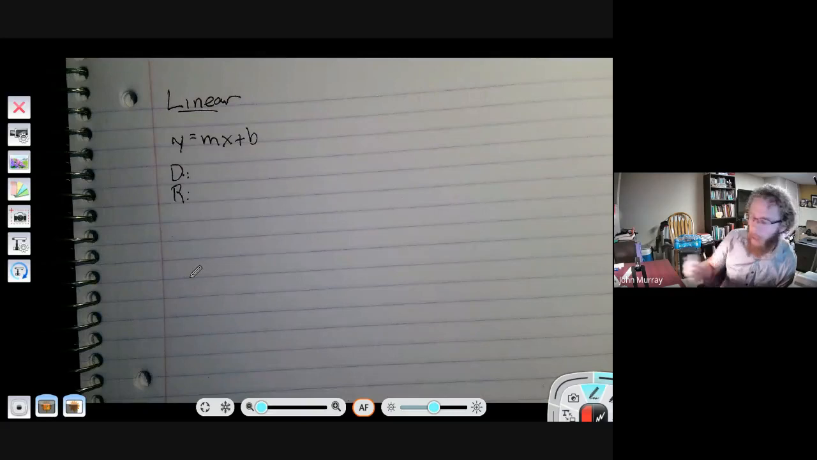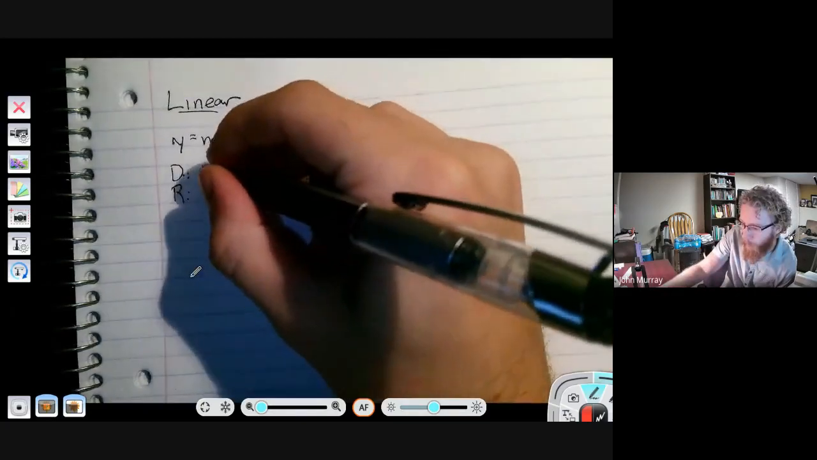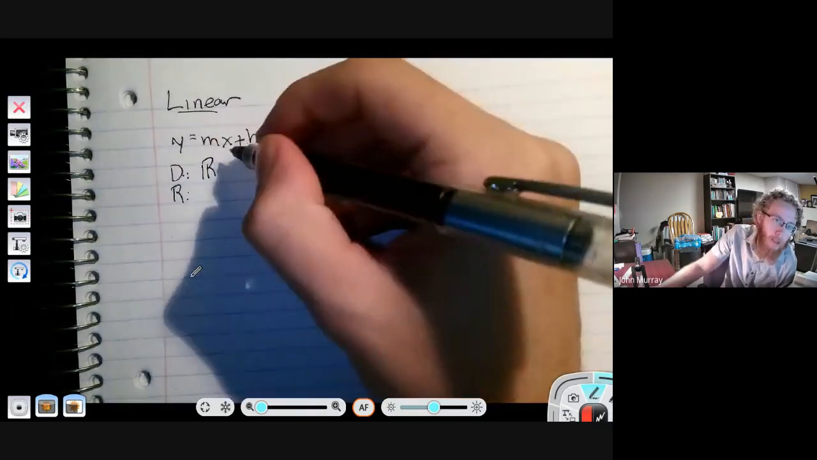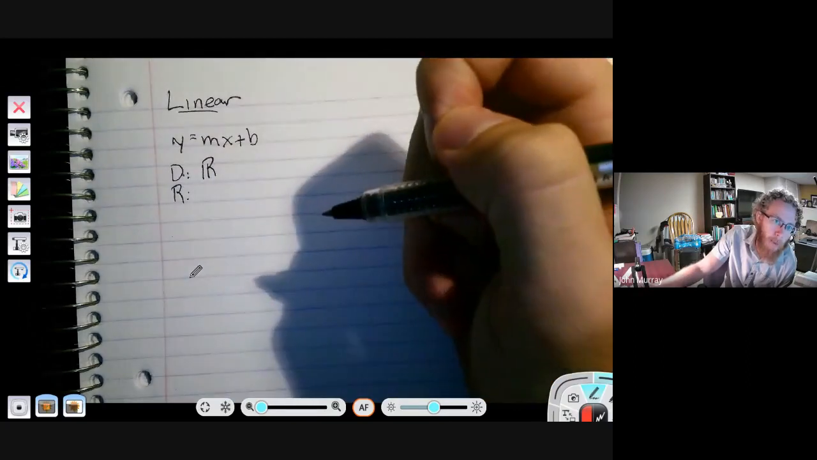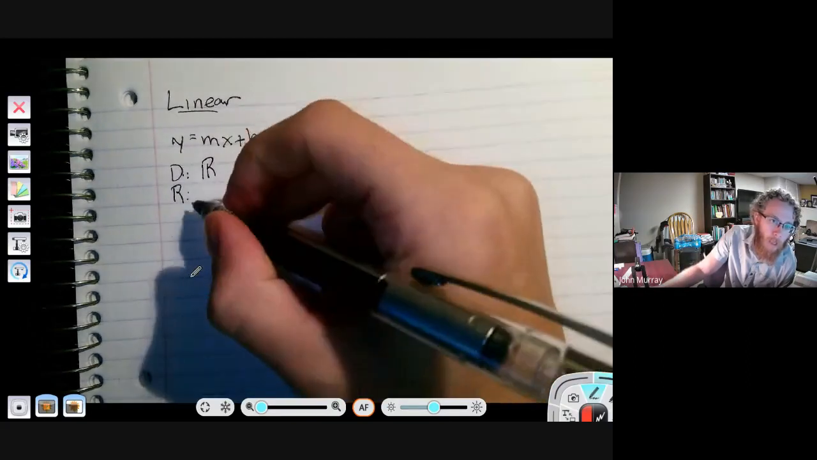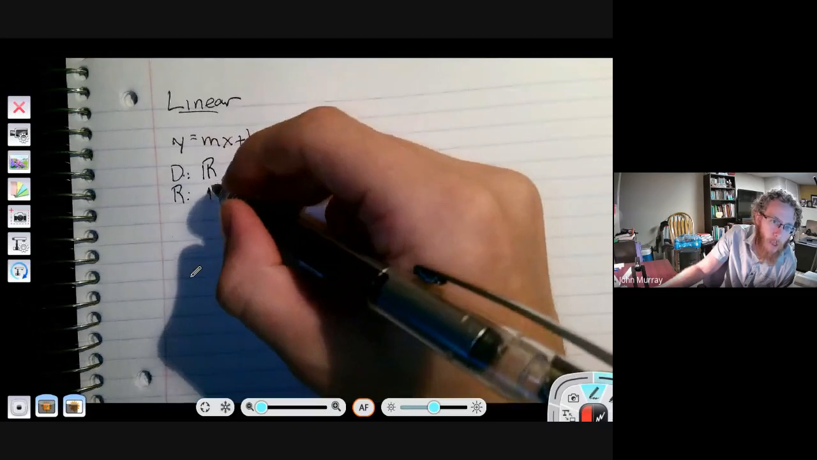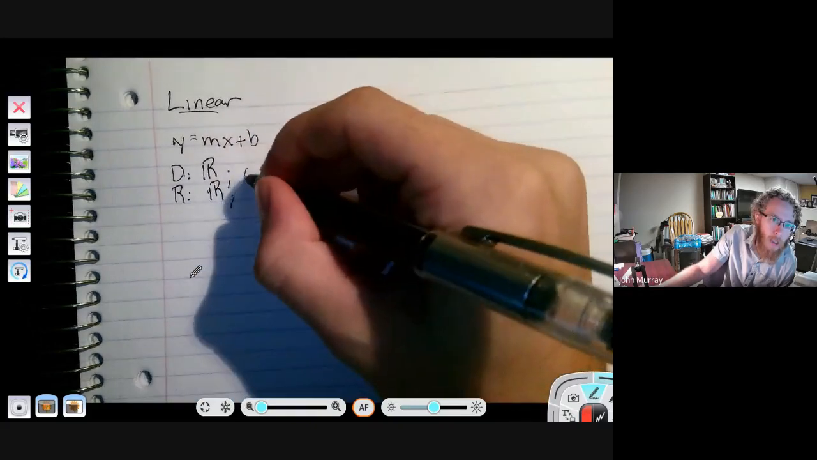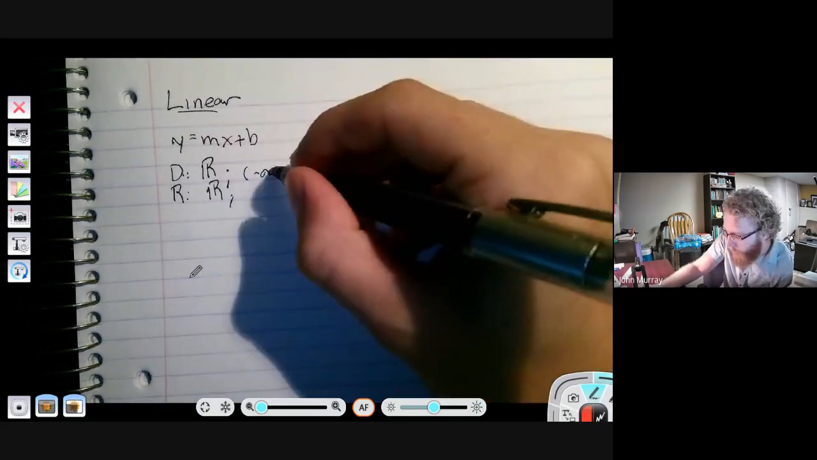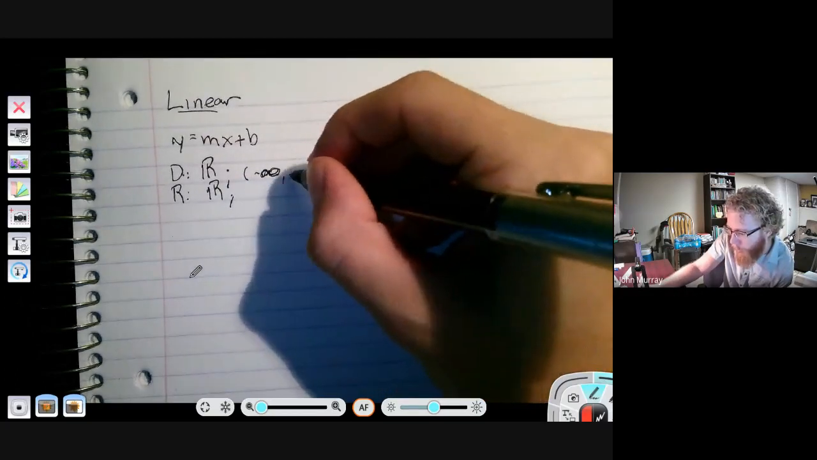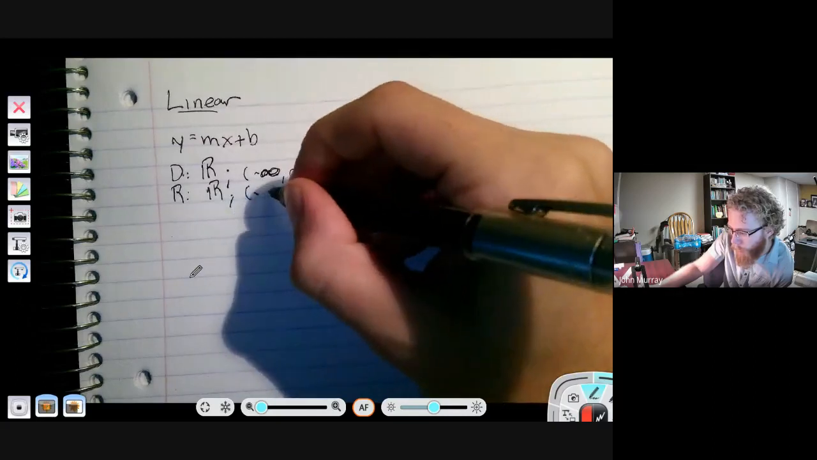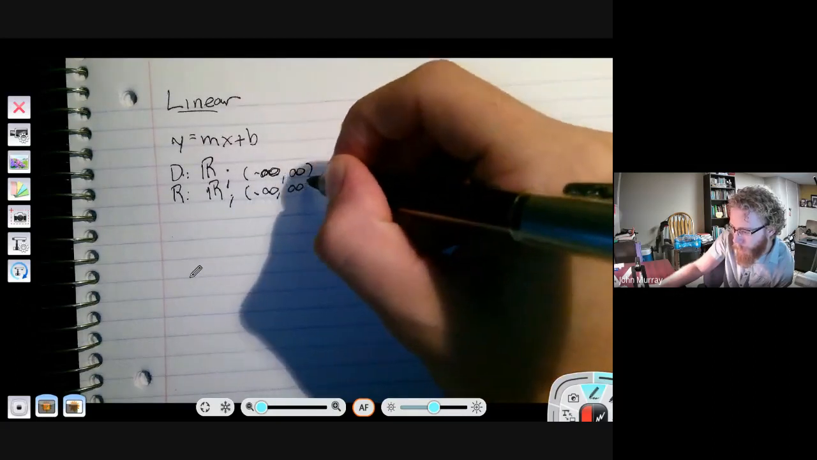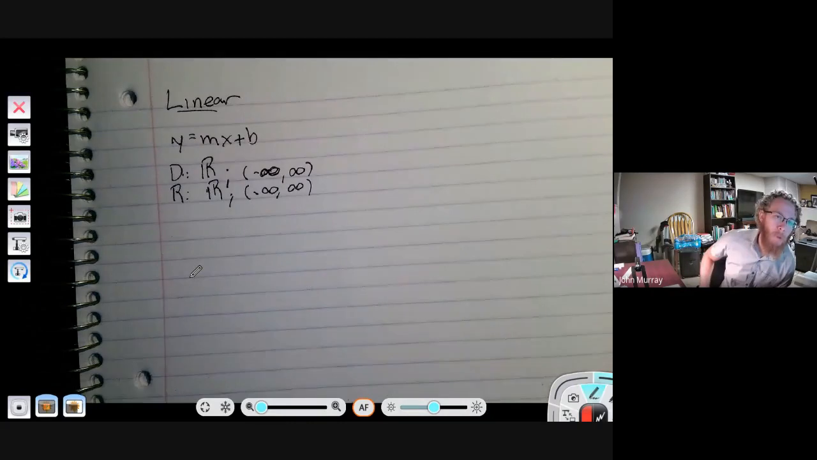For linear, our domain is all real numbers. And I can plug in anything into this x, right? Nothing's stopping me. The range, okay, is also going to be all real numbers, all right? Again, we could also say negative infinity to positive infinity, right? For both of those. Okay, so that's our first one, and that's pretty straightforward.